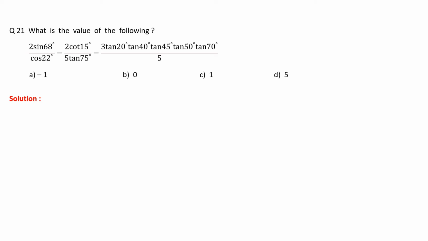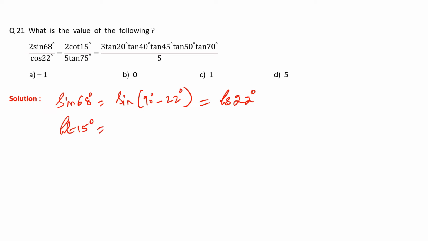Now we know that sine 68 degree can be written as sine of 90 minus 22 degree, and according to the formula sine 90 degree minus theta equal to cos theta, it can be written as cos 22 degree, right? Similarly, cot 15 degree can be written as cot of 90 minus 75 degree, and according to the formula cot 90 degree minus theta equal to tan theta, this will become tan 75 degree. Now keep on replacing the values like this.